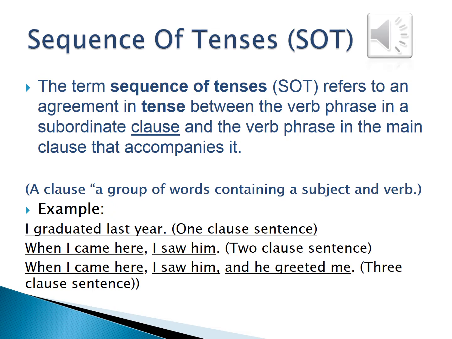Dear students, today we are going to learn about sequence of tense. What is sequence of tense? The sequence of tense implies when two clauses make up a sentence. The tense of a verb in the subordinate clause changes in accordance with the tense of the verb in the main clause. For example, I went to the restaurant as I am hungry.